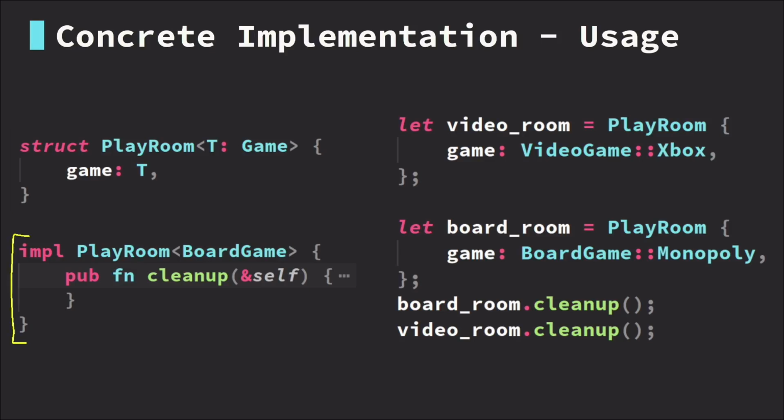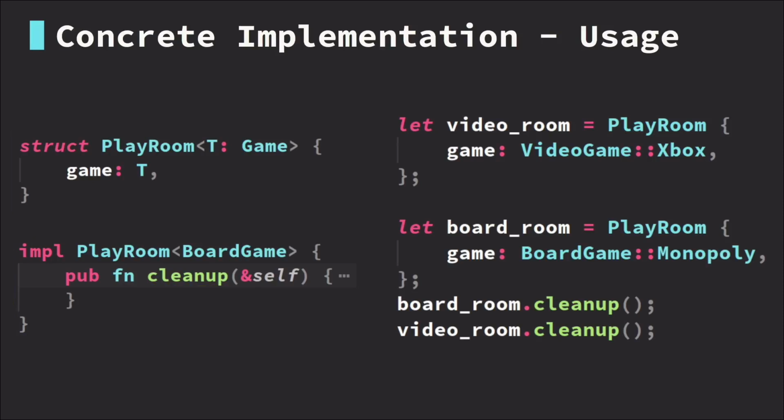Down here, we have an implementation block that implements some functionality for a concrete type. Specifically, we are implementing the playroom type only when it contains a board game. So this will be the generic type that's used in place of T, which also happens to be a game, since we know we've implemented game for board game. In this implementation block, we just have one function named cleanup, which just prints out a message to clean up the room after being done with the board game.